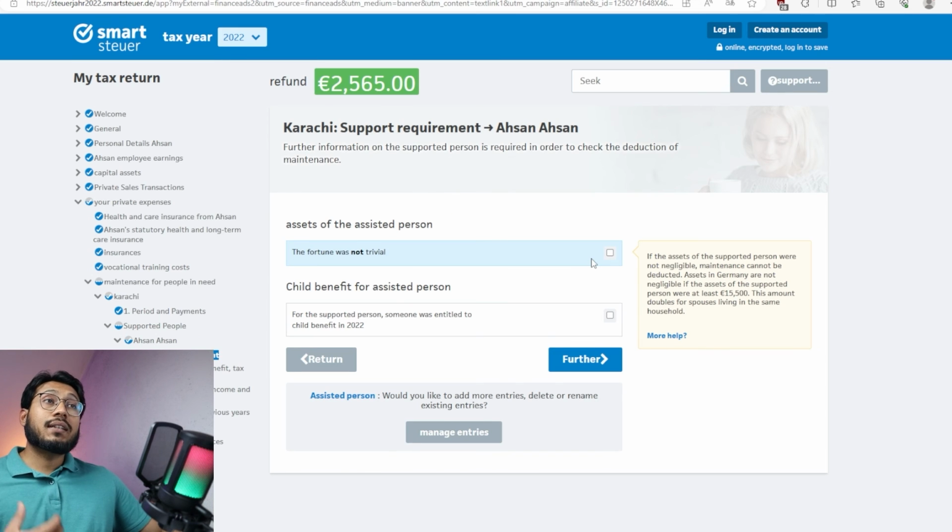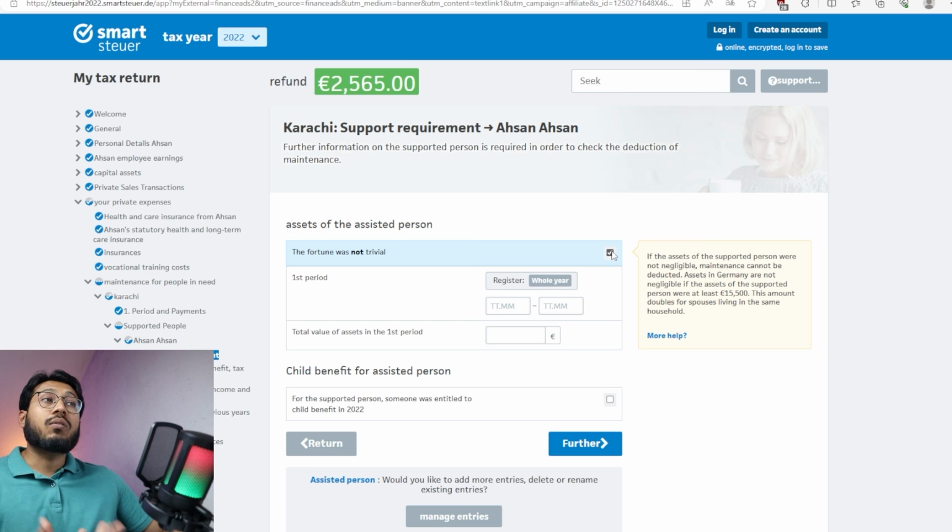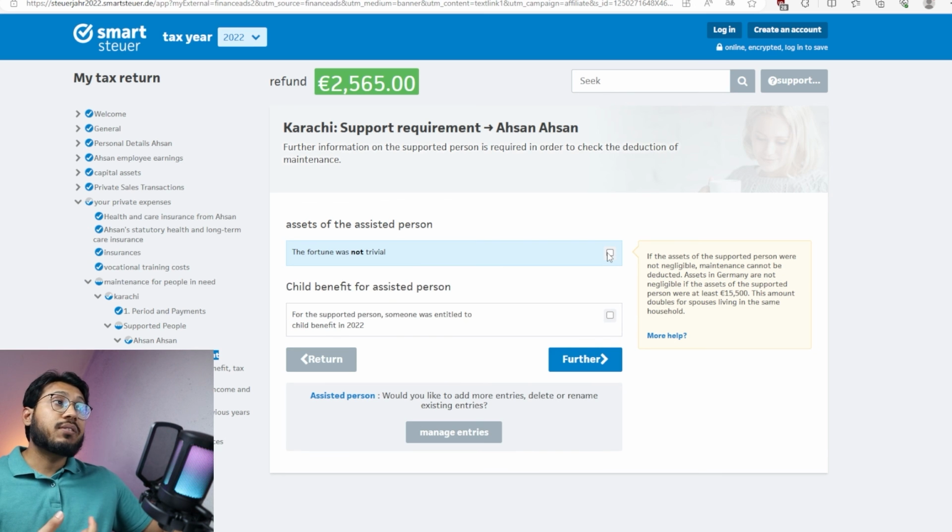So next we provide the fortune or assets of the assisted person. So if the assets of the supported person were not negligible, maintenance cannot be deducted. Assets in Germany are not negligible if the assets of the supported person were at least 15,500 euros. This amount doubles for spouses living in the same household. So if your parents live together and if their assets are less than 31,000 euros, then you can obviously support them. But if the assets are more than that, you can select here and provide all of the specific information. In our case, we assume the assets are less than that, so we do not click here. So we're not going to select this option and proceed further.